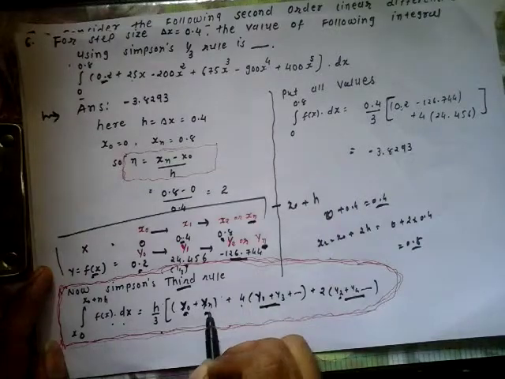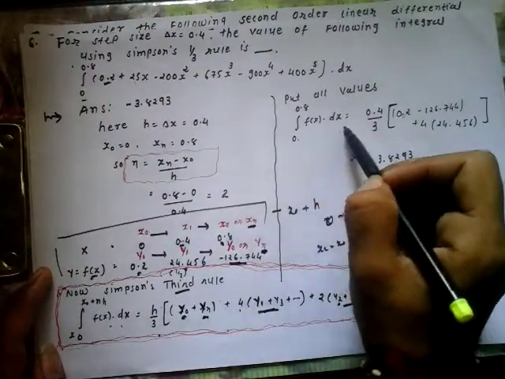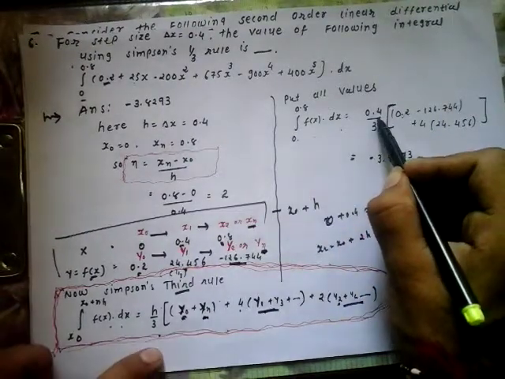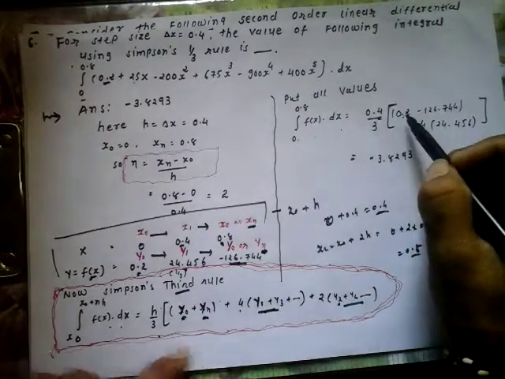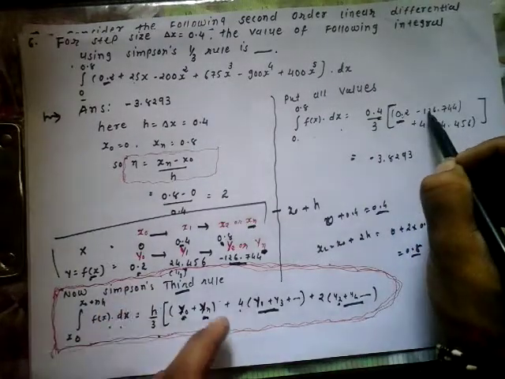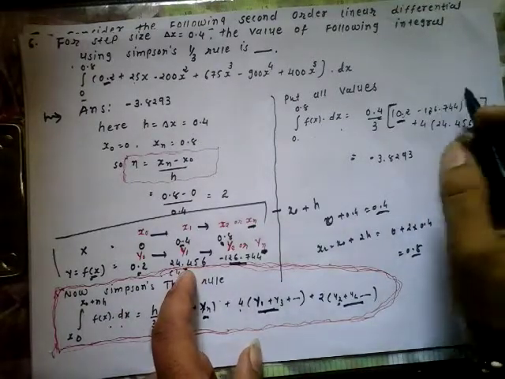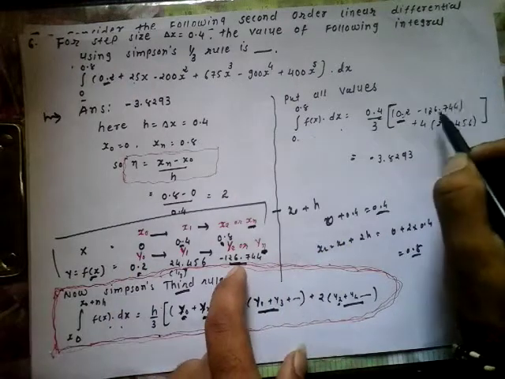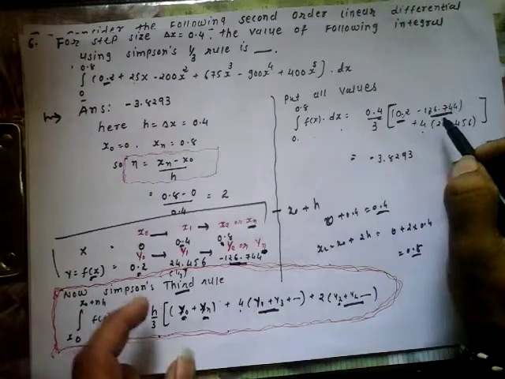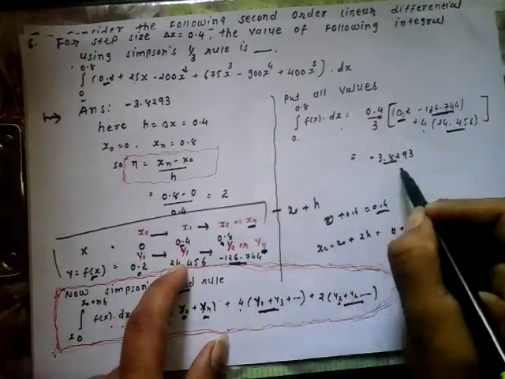So y0 plus yn. Apply this formula: integral from 0 to 0.8 of f of x dx is equal to 0.4 by 3, since h is equal to 0.4, so 0.4 by 3, y0 is 0.2 plus yn is equal to 24, the last term, minus 126.744, plus 4 times y1 which is 24.456. Simply apply the formula and find its value.